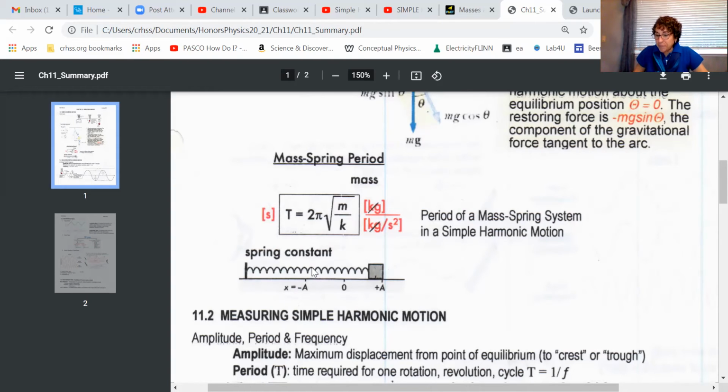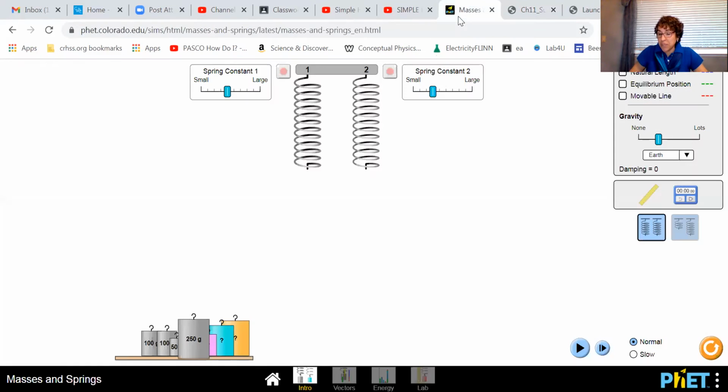Before we do that, I want to show you an example using a simulation. Let's see if this converts over. Here we go. All right. So what we have here is a spring on the left side, and on the right side, we have a spring. I have the ability to change the spring constant. So let's say I make it really large. Notice how it's getting thicker. And so you can play with this.